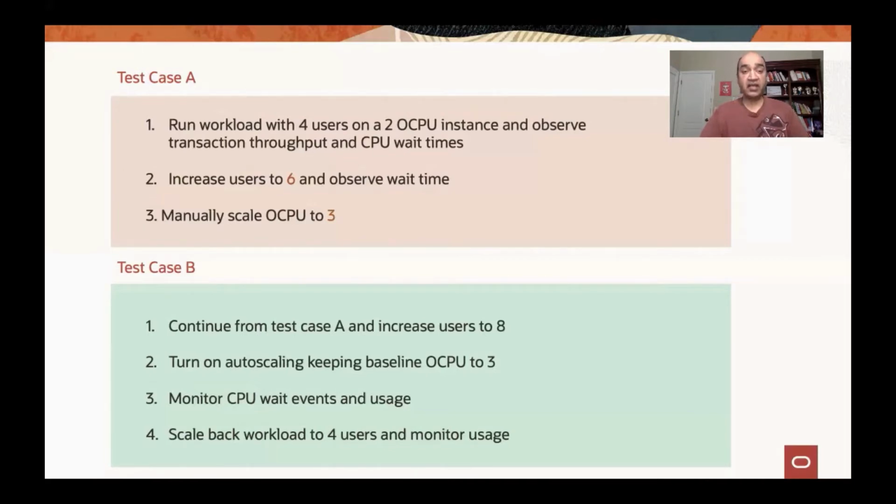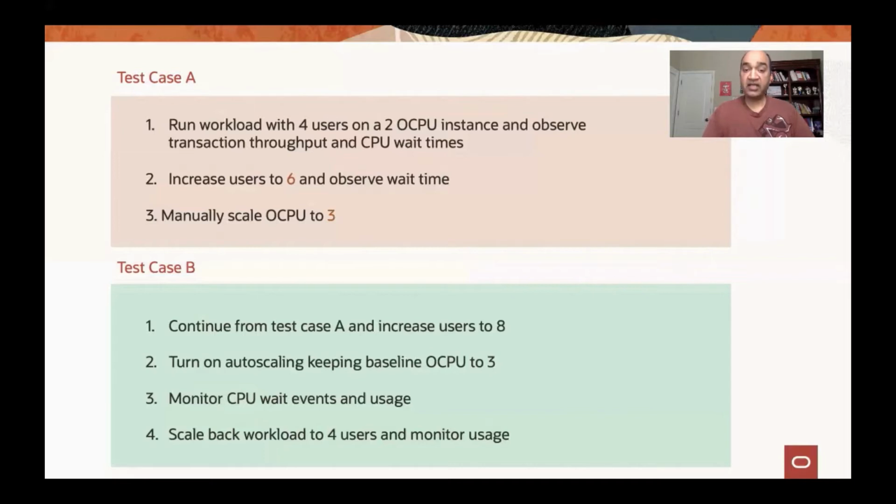We continue in test case B, now that we are on 6 users and 3 OCPUs. We're going to bump up the users to 8, and when we do, we'll see the CPU quantum waits reappear. This time we'll solve the problem in a different way. Instead of manually scaling the baseline up to 4 so that we can support 8 users, we are going to turn on autoscaling.